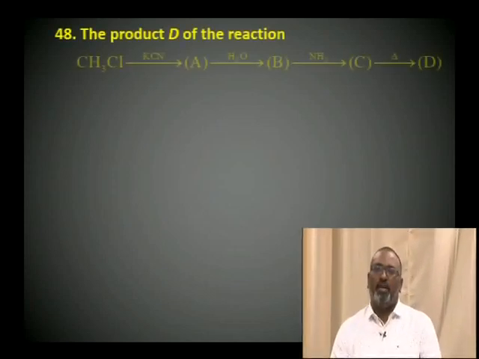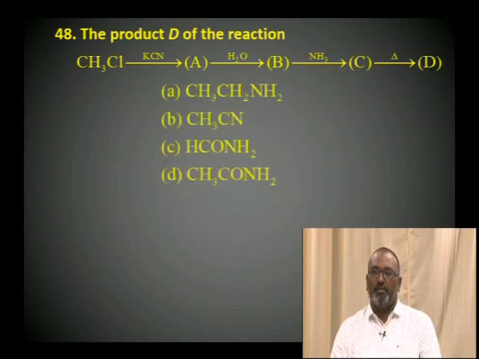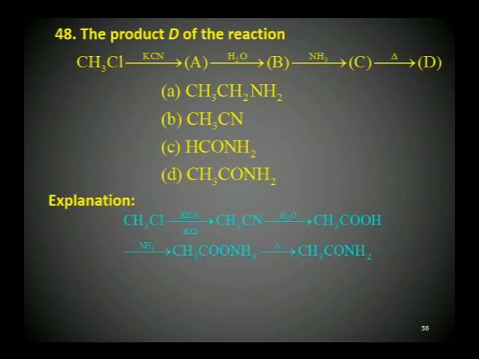The product D of the reaction: CH3Cl reacting with KCN produces A, reacting with water produces B, reacting with ammonia produces C, on heating produces D, and they are asking us what is D. The options are CH3CH2NH2, CH3CN, HCONH2, or CH3CONH2. So let us see the reaction here.